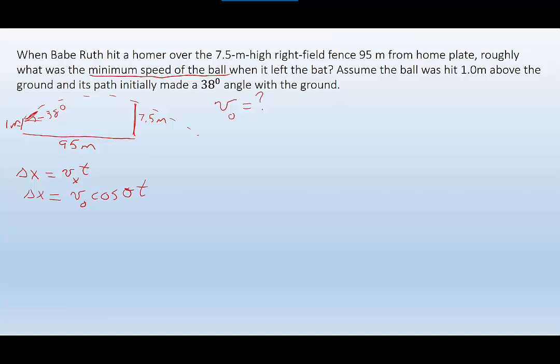I'm not interested in the x velocity at all. I am interested in the initial velocity. So, as is true all the time, we need to know something about time in order to be able to solve this problem. The question then becomes, well, if delta x equals v naught cosine theta t, what is t equal to? So if I rearrange this equation for t, I get delta x over v naught cosine theta. So this gives me an expression for time.